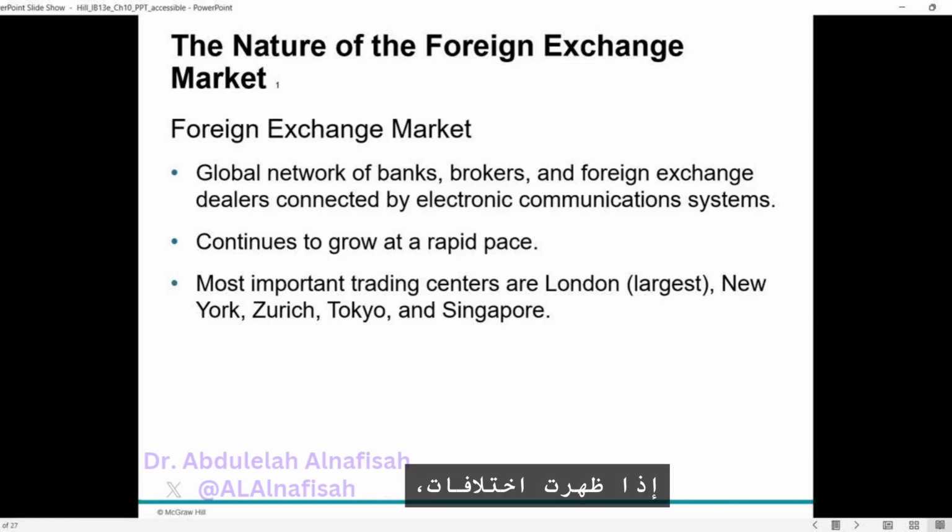If discrepancies arise, arbitrage quickly erases them as traders buy currency in lower-rate markets and sell in higher-rate markets, profiting from the differences.